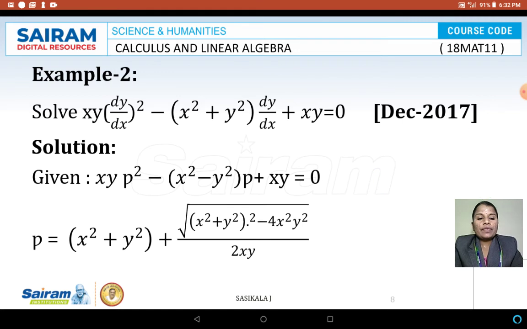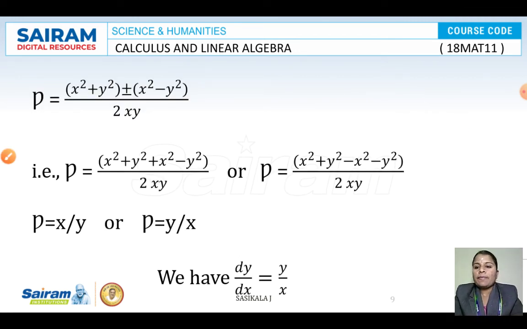So now that root will get cancelled. You will be getting the next step, which is p is equal to (x squared plus y squared plus or minus (x squared minus y squared)) by 2xy. That is p is equal to (x squared plus y squared plus x squared minus y squared) by 2xy, or p is equal to (x squared plus y squared minus x squared plus y squared) by 2xy. So p is equal to x by y, or p is equal to y by x. You can see here x squared will come, y squared will get cancelled. Here x squared will be cancelled, y squared you will get, right? So it will be having a term y by x.